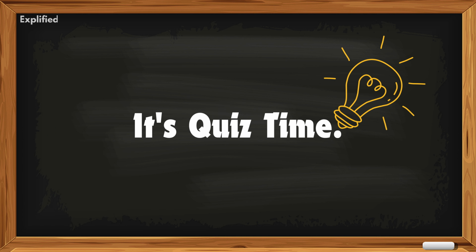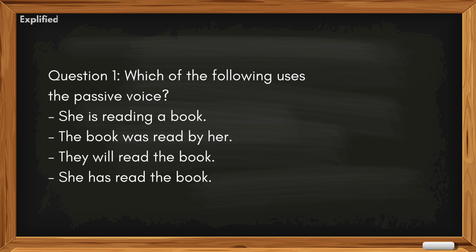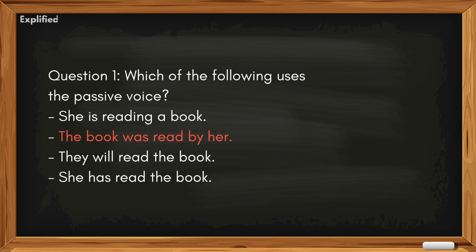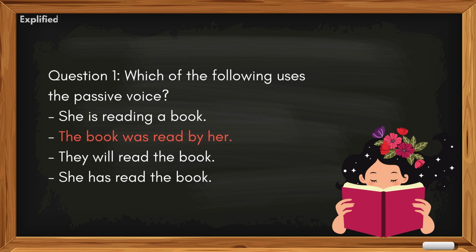It's quiz time. Question 1. Which of the following uses the passive voice? She is reading a book. The book was read by her. They will read the book. She has read the book. Answer. The book was read by her.